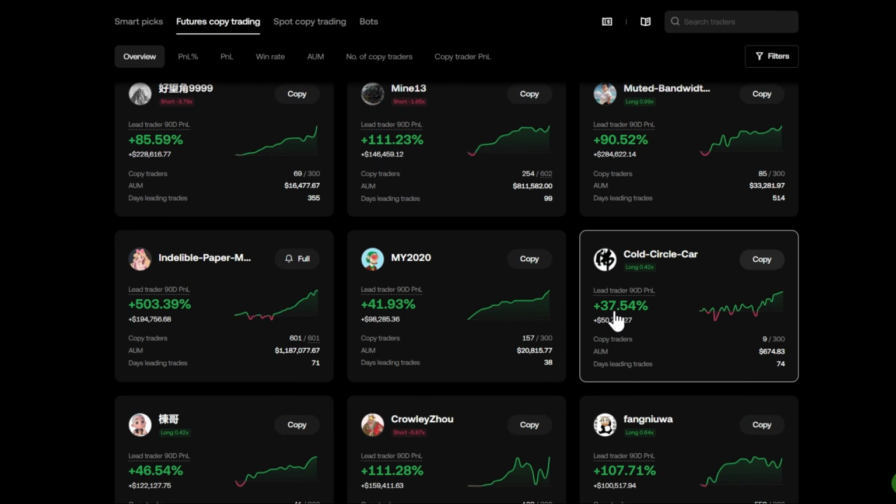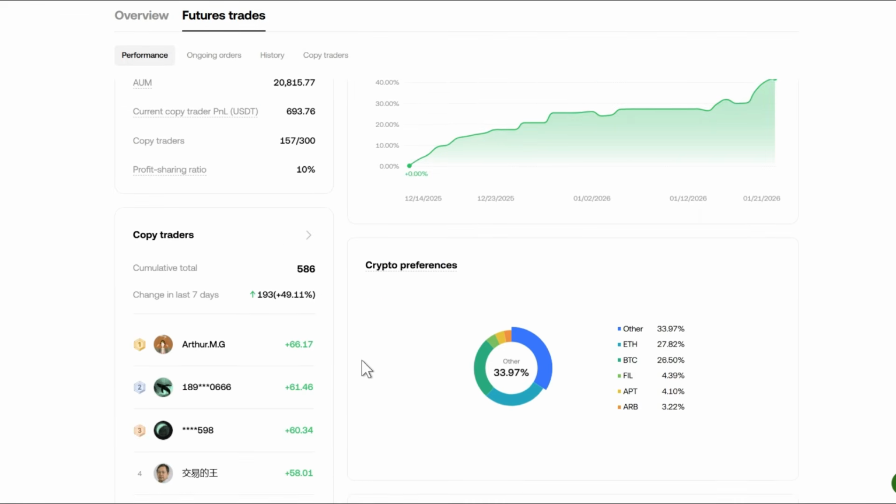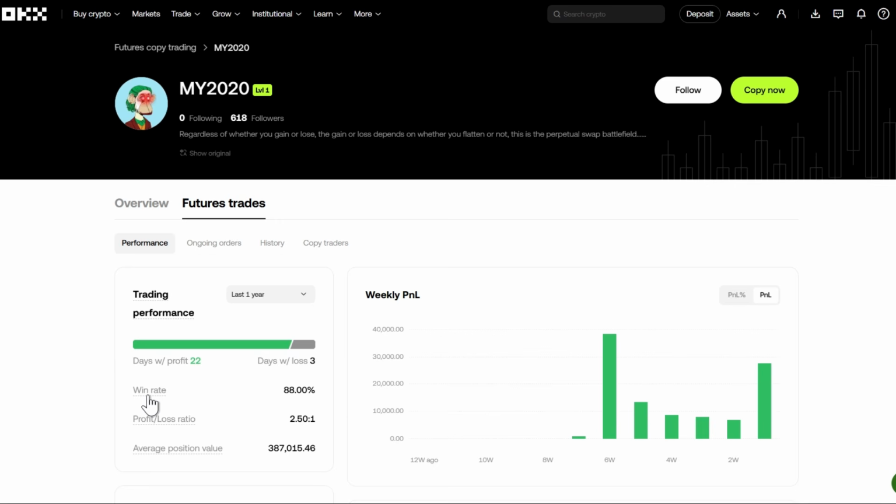Once you've narrowed down your list, click on a trader's profile to see all their detailed stats. Focus on these key metrics. Win rate. At least 50 to 60% is ideal. Anything below 40% is pretty risky.